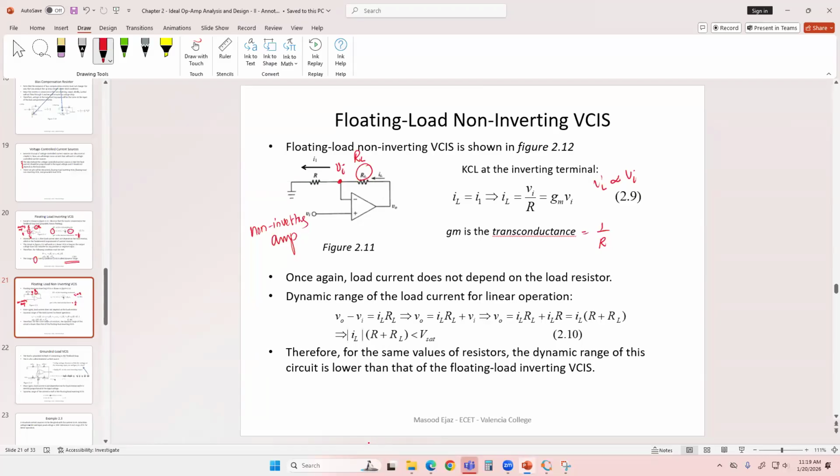And that dynamic range is going to be found the same way that we calculated the dynamic range of the last circuit, that is through the load current. So in this case, load current is equal to V out minus Vi over RL. From that, V out minus Vi is equal to IL times RL, and V out is equal to IL times RL plus V input.